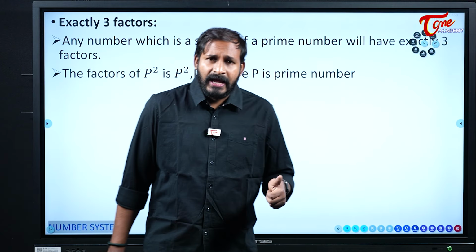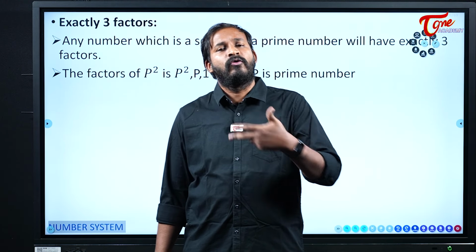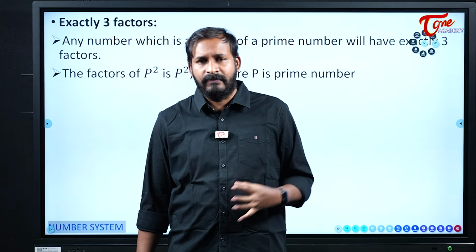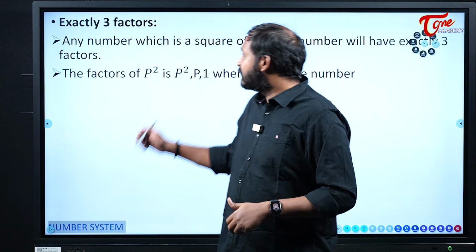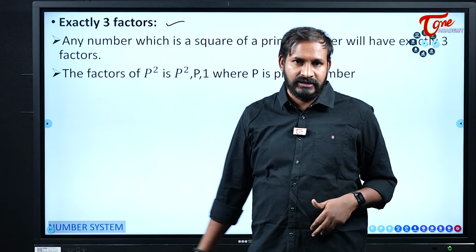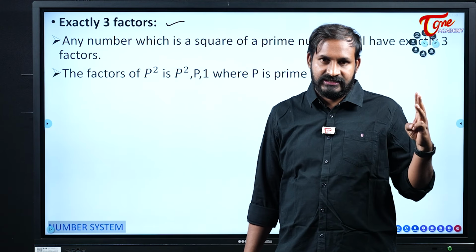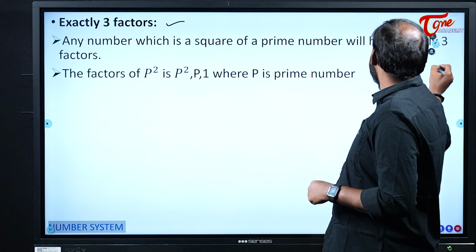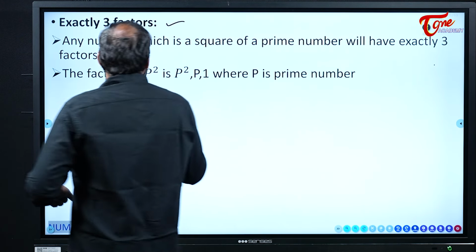We know that prime numbers have exactly two factors, whereas composite numbers have more than two factors. Similarly, there is a particular set of numbers which have exactly three factors. What are those numbers? The squares of the prime numbers. The squares of prime numbers will have exactly three factors. The factors of p square.